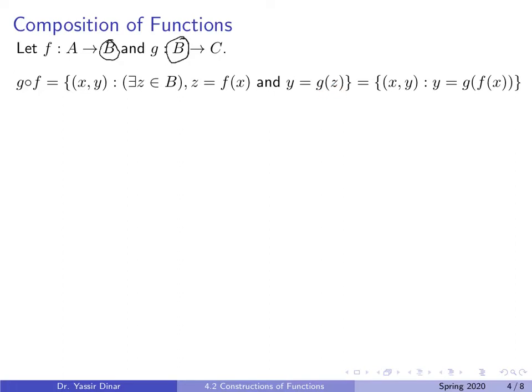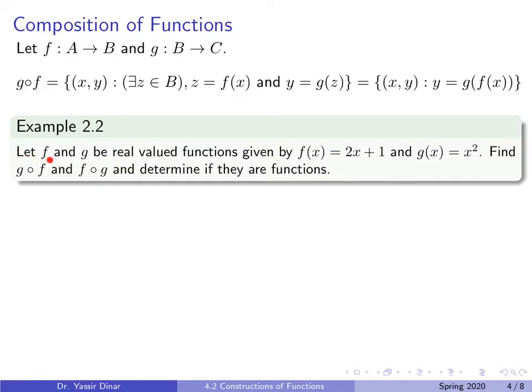By eliminating the variable Z, we find that the set G circle F will be all the pairs X, Y such that Y is equal to G(F(X)). Which means that you first apply the rule of the function F on the first coordinate, which here is X, and then the rule of the second function G on the result of F. Note that (G circle F)(X) is equal to G(F(X)).